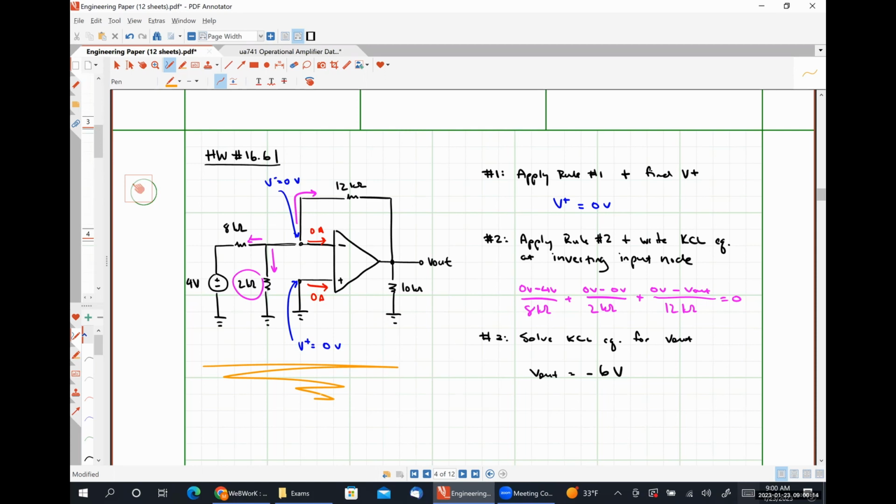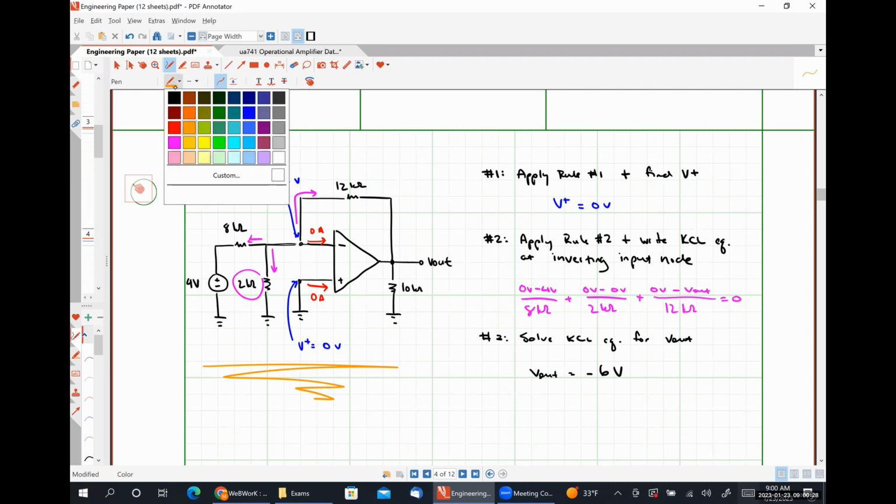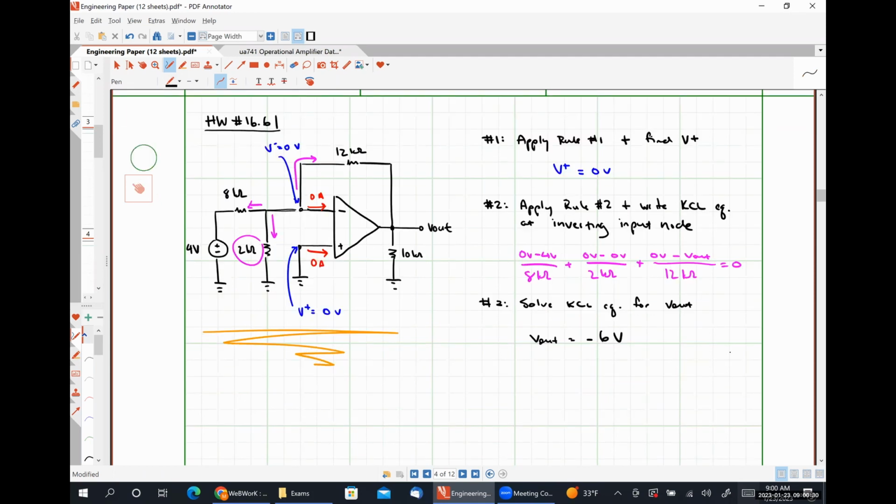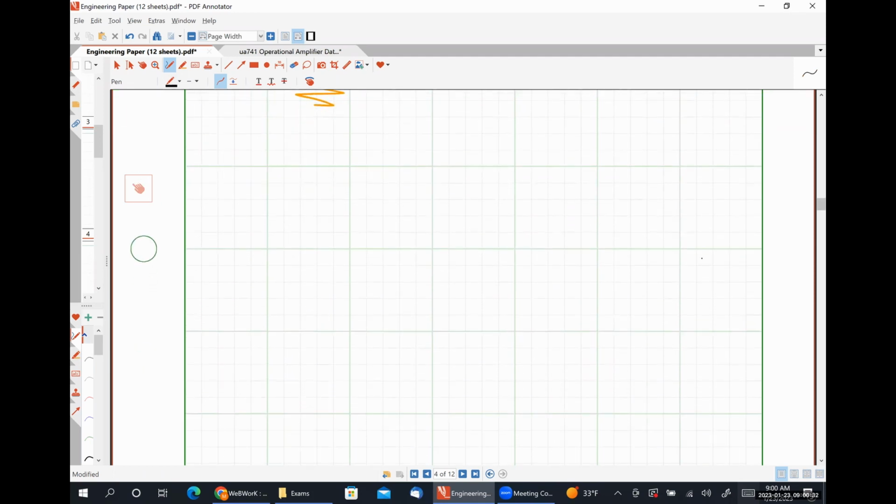So let's take this to the extreme. I'm going to come up with a problem right now that is similar to the hardest problem I've ever put on one of your exams, with regards to op-amps anyway. So let's say that this is our circuit.